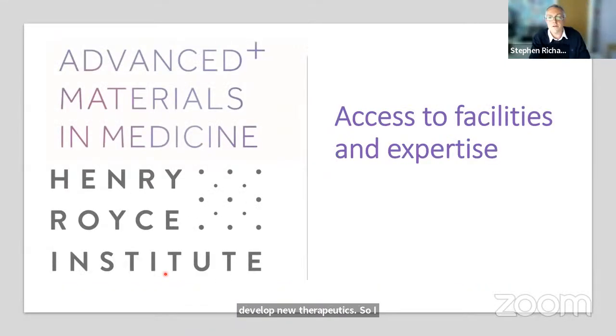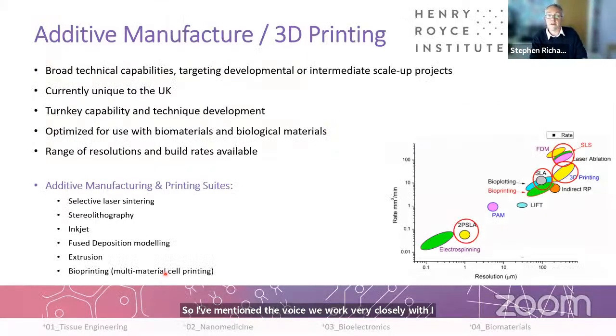So I've mentioned the Royce, we work very closely with them. I wanted to just expand a little bit on some of their facilities and equipment that they have, and how they can be useful in developing new materials for medicine. So additive manufacturing and biofabrication is a major area within Royce, and they have a broad range of capabilities, either for early stage or more translational research where you want to scale up projects. The equipment and the facilities that they have there span a whole range of resolutions and speeds of manufacture, and they're really unique in the UK.